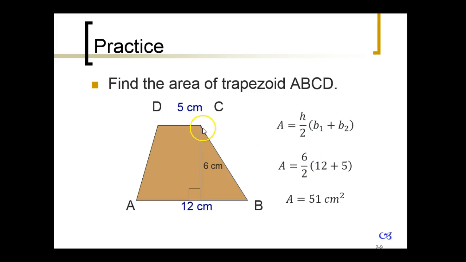So the height is 6 centimeters divided by 2, or half of 6, multiplied by the sum of the parallel bases, so 12 plus 5. 6 over 2, which is 3, times 17, 51 centimeters squared.